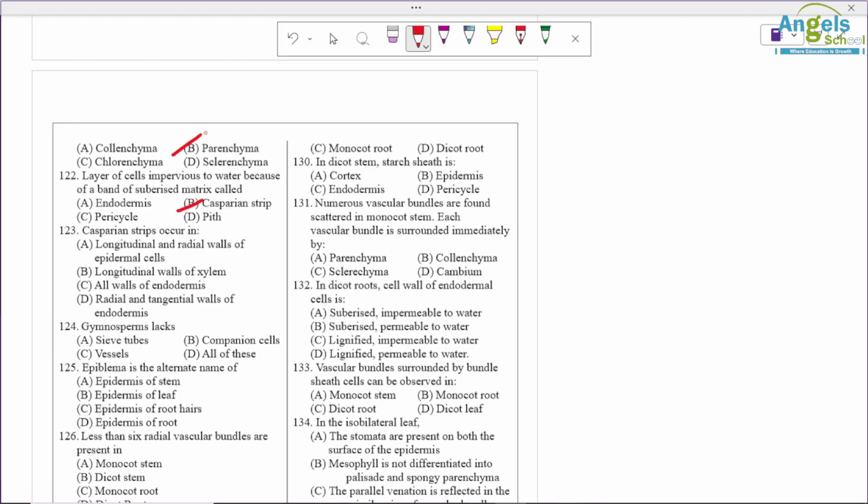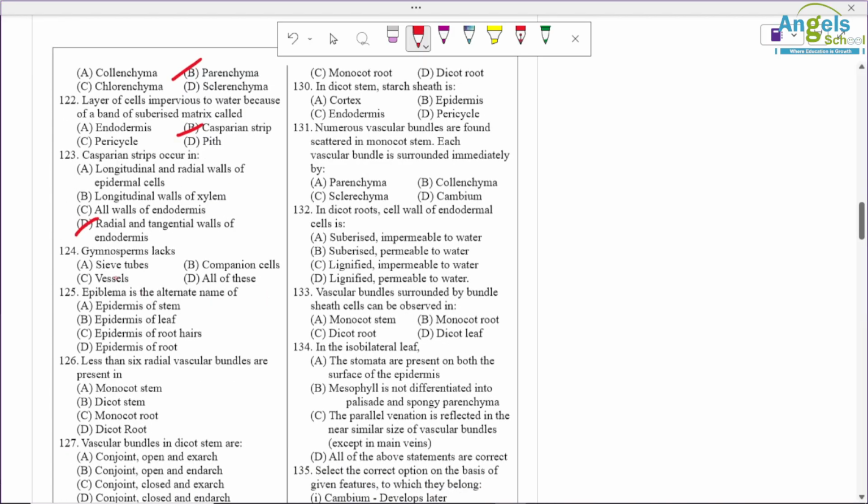Next question, Casparian strip occurs in. So it is present on the radial wall and tangential wall of endodermis only. So D is the correct option.